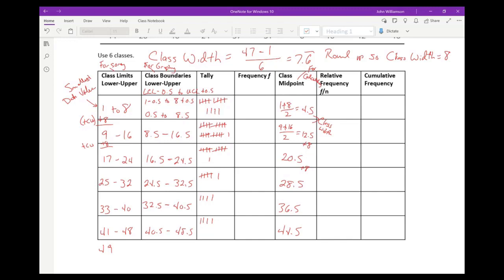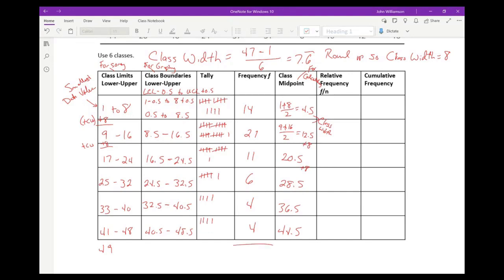So how many of the data values actually lie from 1 to 8? 14, exactly. That's your frequency. 21 lie between 9 and 16. 11 lie between 17 and 24. So you're literally just counting your data values. And then 6, 4, and 4. So at this point, it's a good point to stop and check yourself. Make sure you didn't miss any data values.